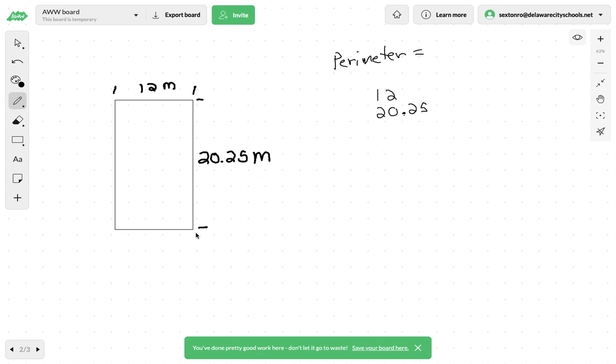Then I need to come across the bottom. Again, that is still going to be 12 meters. So I've got another whole 12 meters here. And then I got to come back up the top the long way. And that's going to be another 20.25 meters. 20 holes. And then 2/10 and 5/100ths.